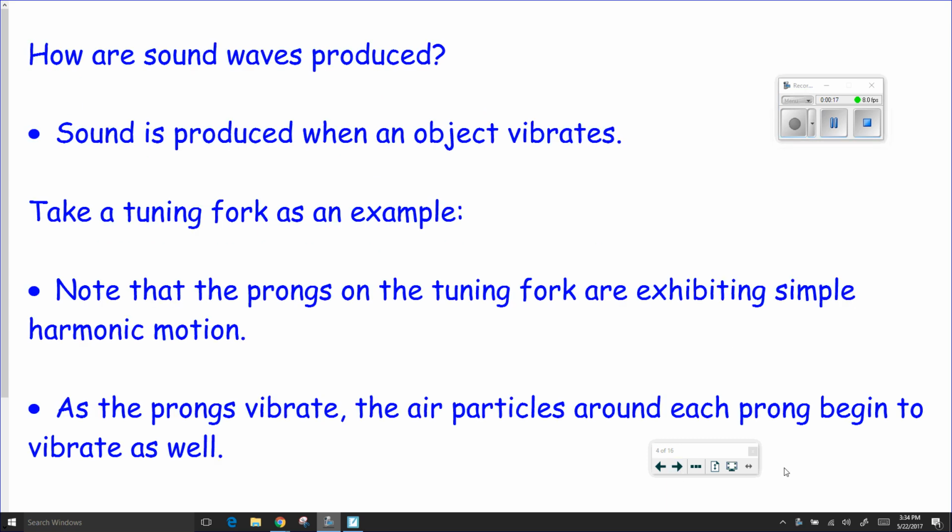So, how are sound waves produced? We're going to look at this through the lens of a tuning fork, and we use tuning forks in physics to describe sound waves because it's really evident to see how the prongs on that tuning fork actually vibrate. Let's take a look at what I mean by that.